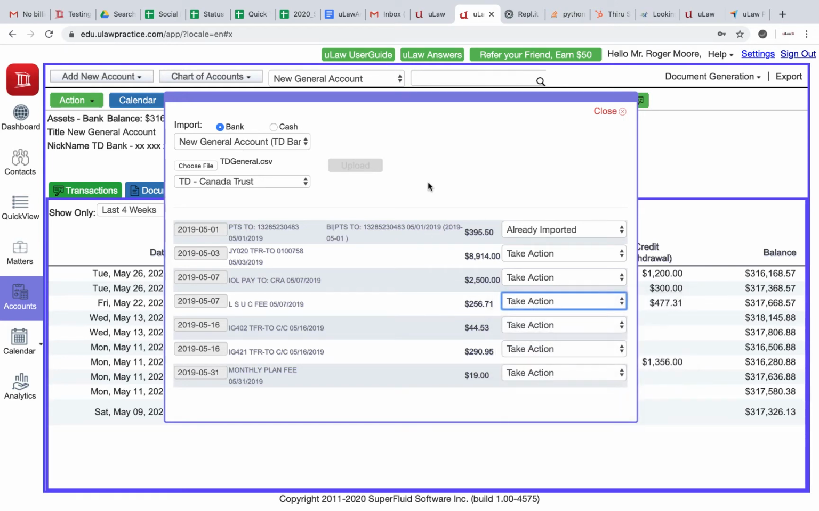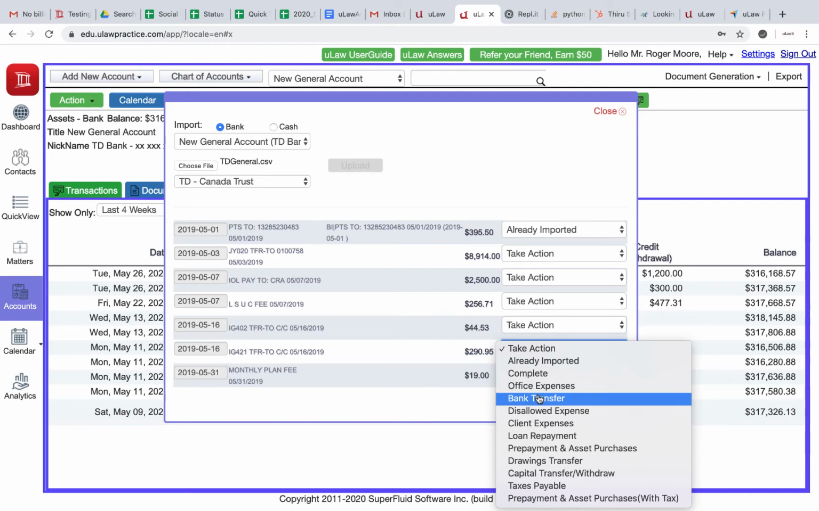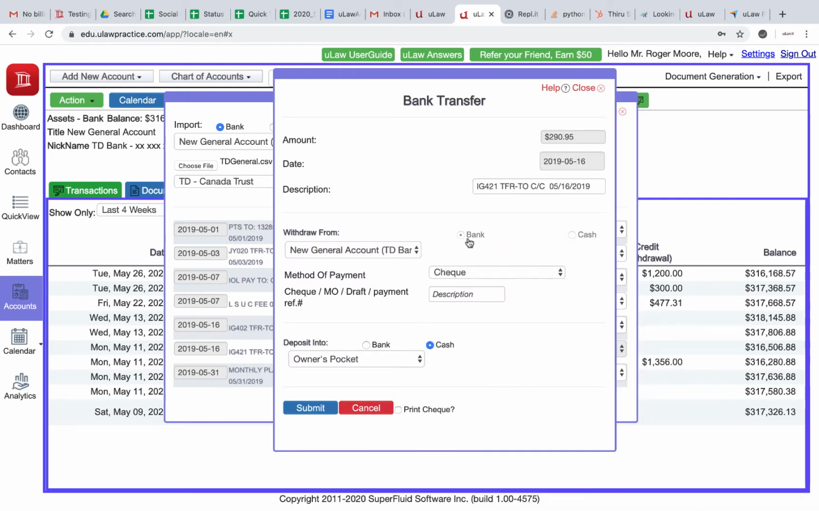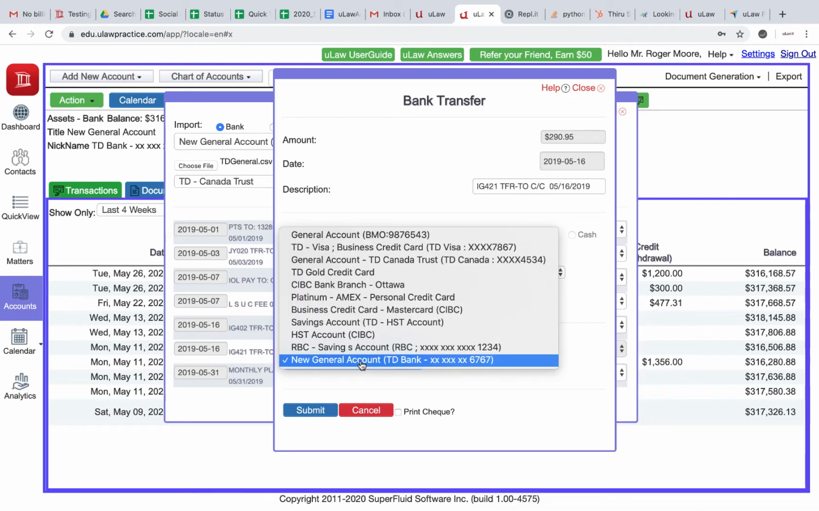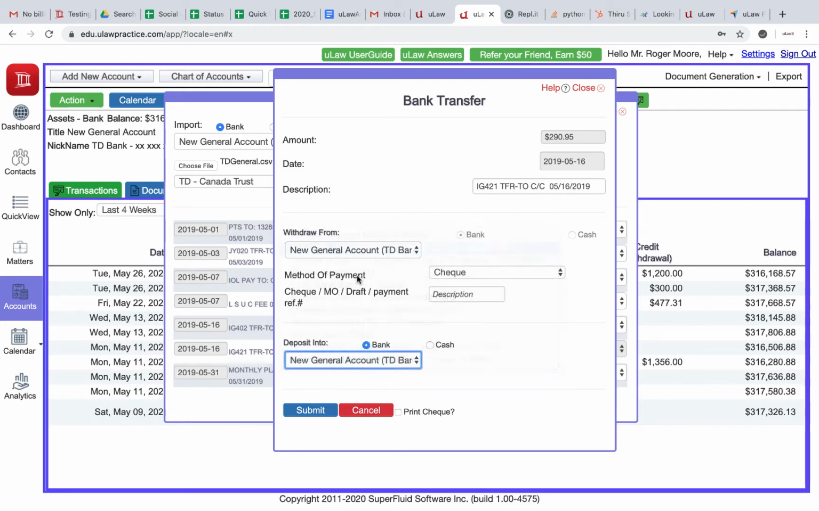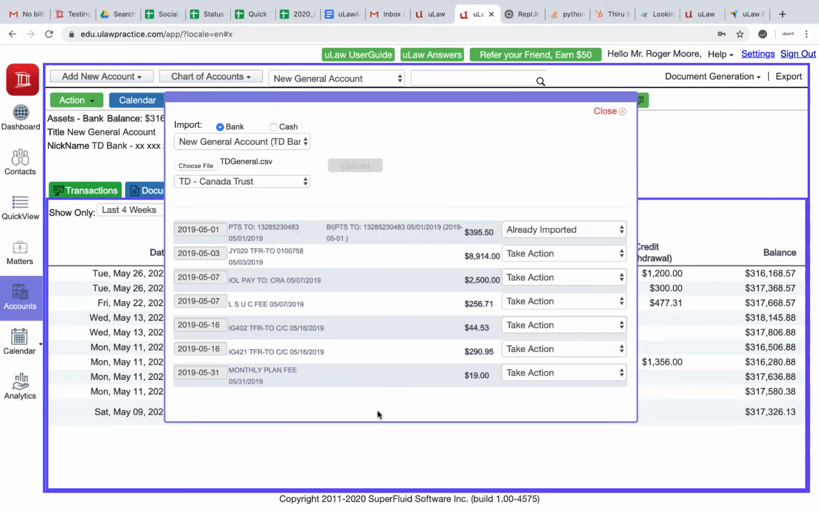But some of them may not be office expenses. Some of them may be some kind of bank transfer you must have done. You must have paid a credit card, for example. Let's say you paid a credit card. You can just say action bank transfer, then choose the other end to be a credit card, and you can apply and get it done. That's one way to do that.